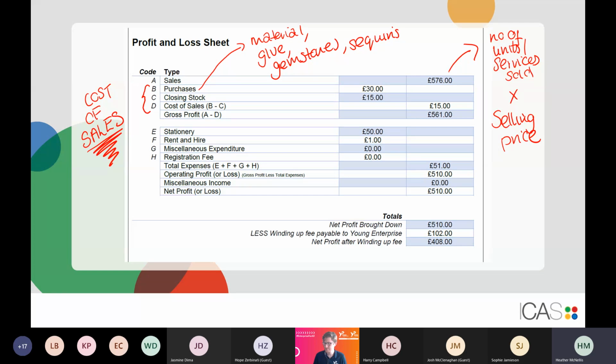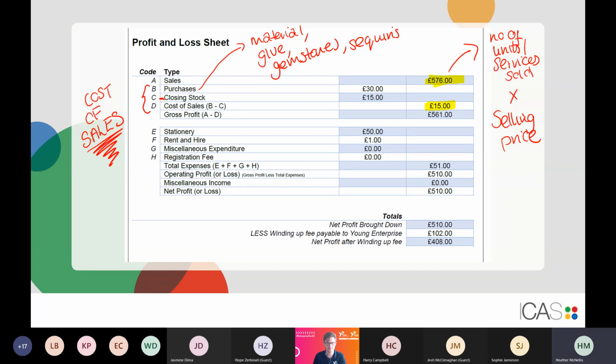So in terms of our cost of sales formula, it is your opening stock, which is going to be nothing here, plus your purchases, line B, less your closing stock, whatever's left on my shelf, equaling your cost of sales. So that's telling us for those £576 worth of sales, that cost me £15 to make those sales. And that's what the cost of sales formula does. It says for the amount of things that I sold, it cost me £15 to make those.